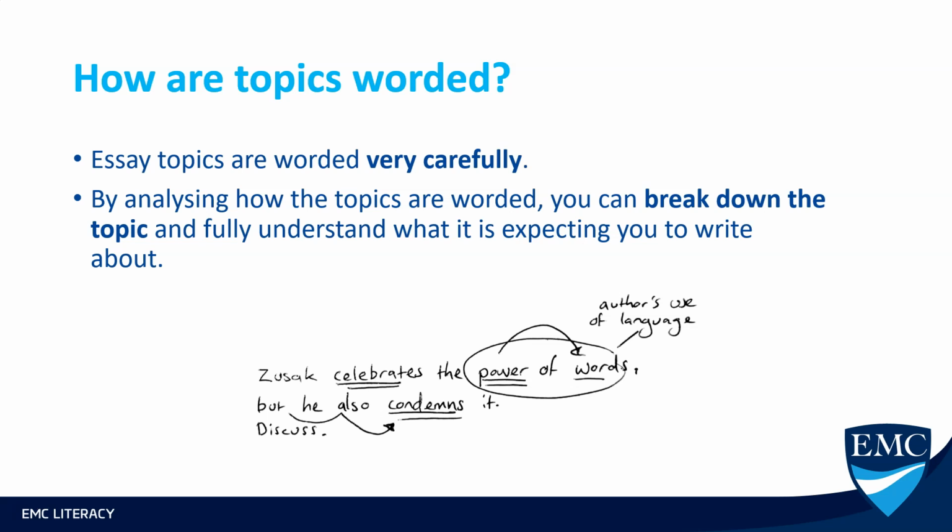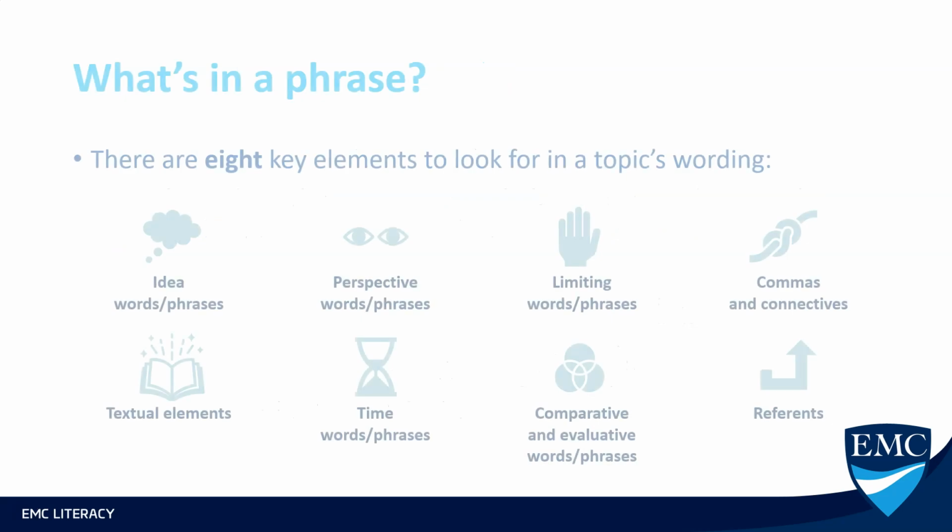But there's a lot of information in these topics that you can use to help you write your essays. By analysing how the topics are worded, you can break down the topic and fully understand what it's expecting you to write about. Here we have an example of a topic that's been broken down using a key. The circling and the underlining and the arrows are all used to identify different elements of the topic that we need to focus on. So what's in a phrase?